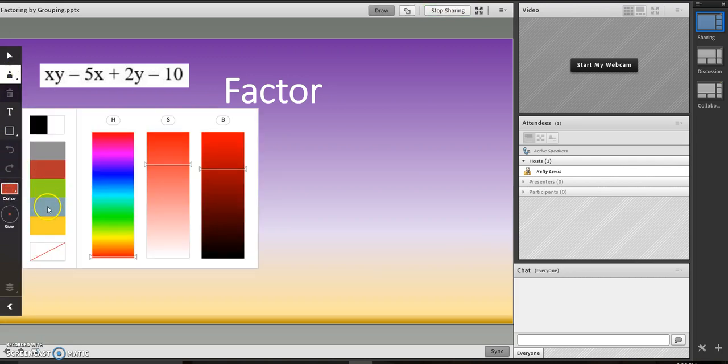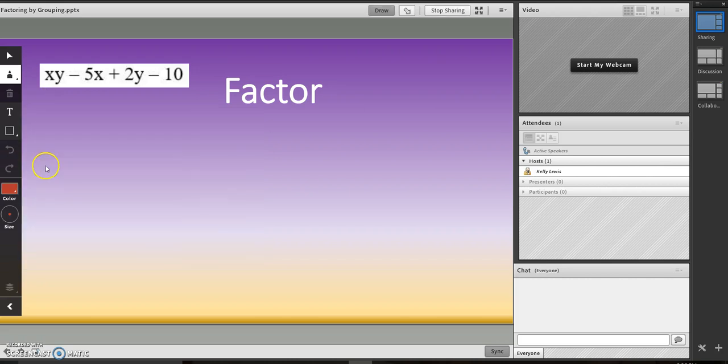I think after we do a couple, you're going to feel better. So the first step, make it into two groups: the first two terms in the first group, and the last two in the second group. It's called factor by grouping. I'm going to have the four terms, the polynomial, written in the correct order.